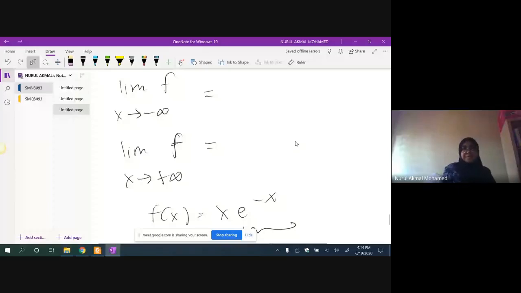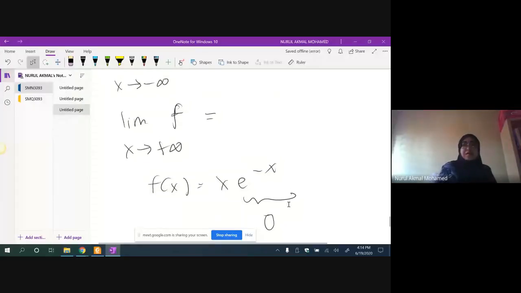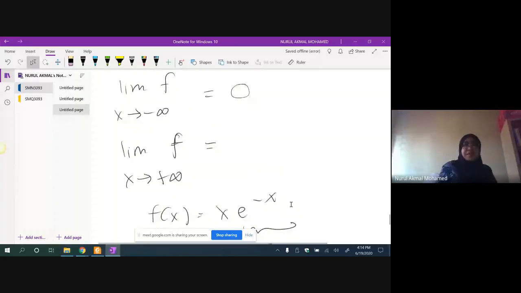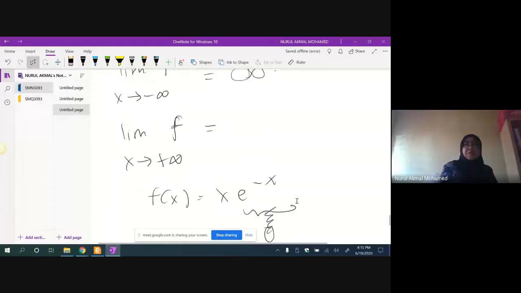And then for x tends to negative infinity, this one will be negative, negative, so plus infinity, e to the power of plus infinity. So this is not correct. This part here will be infinity multiplied with infinity.